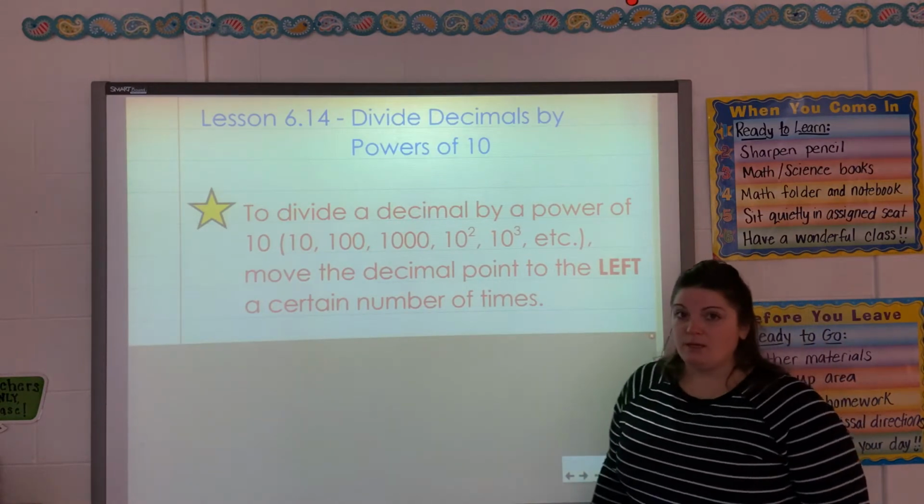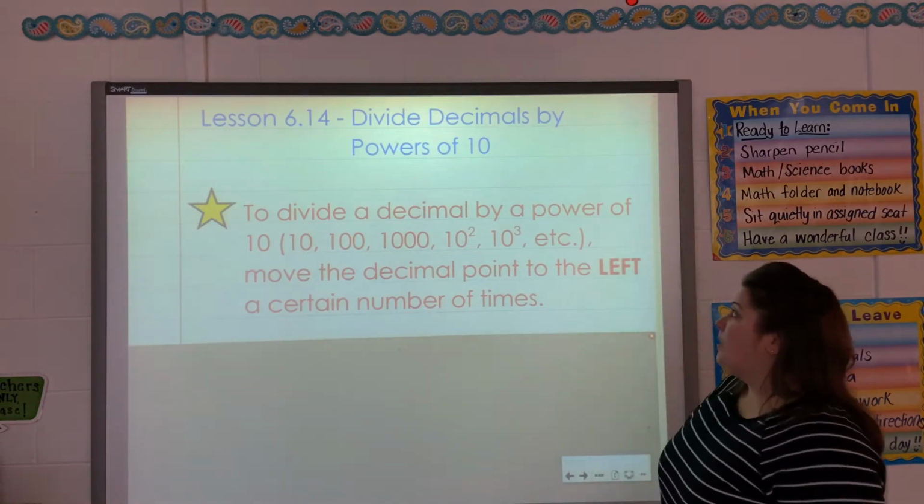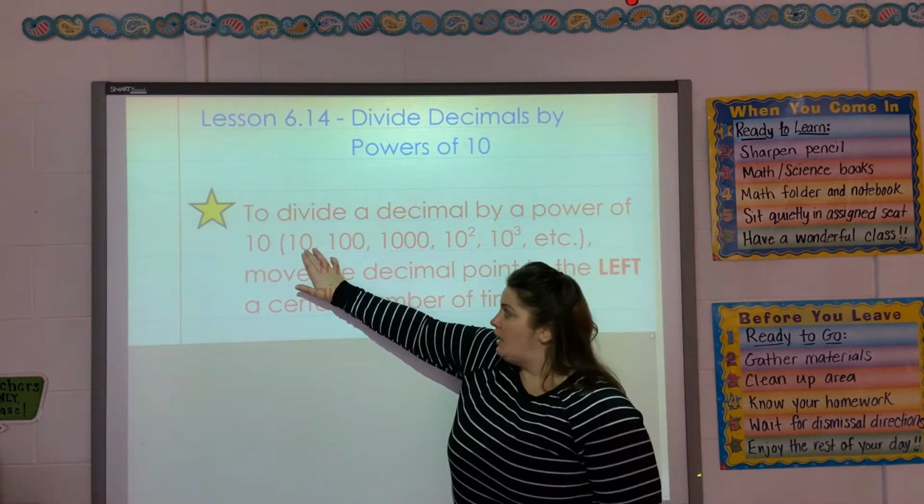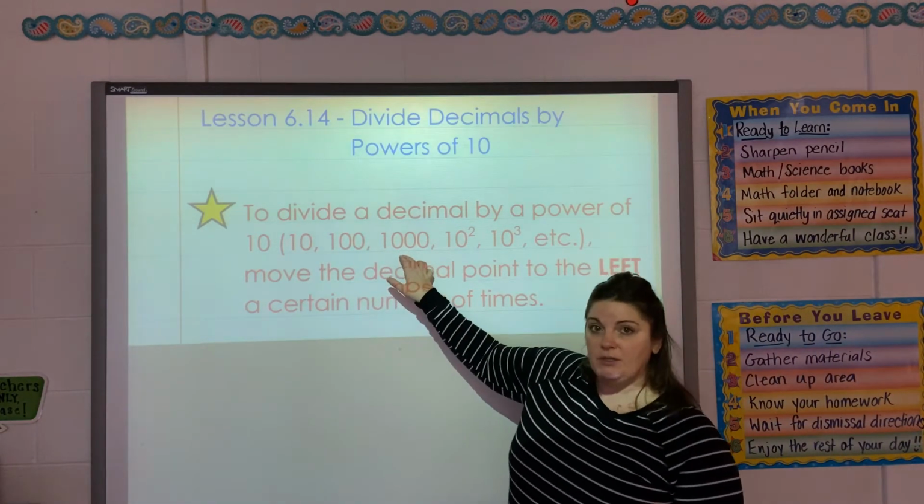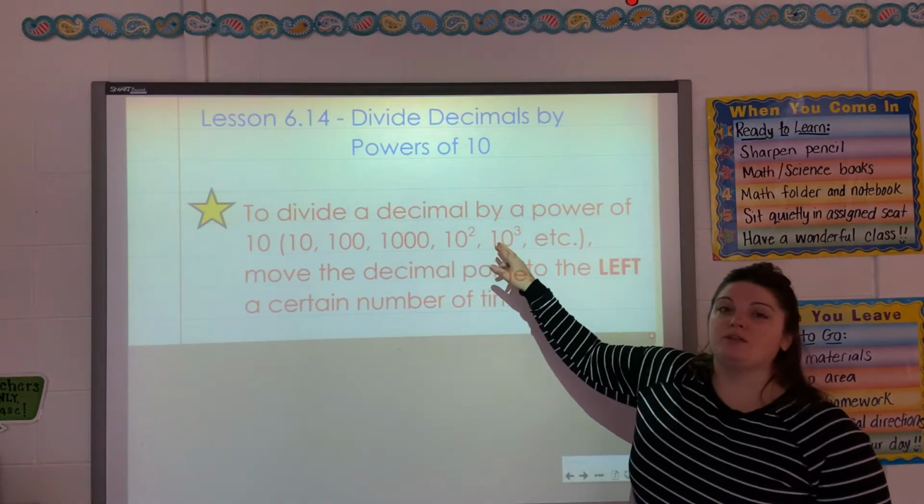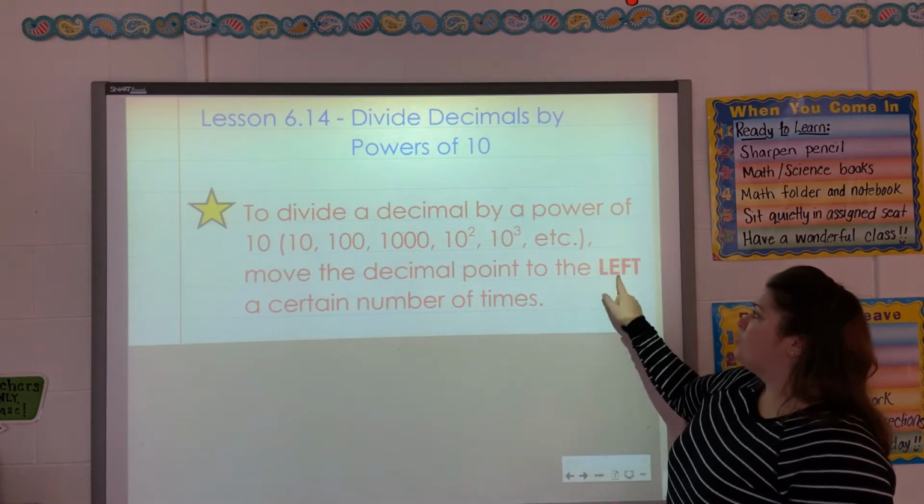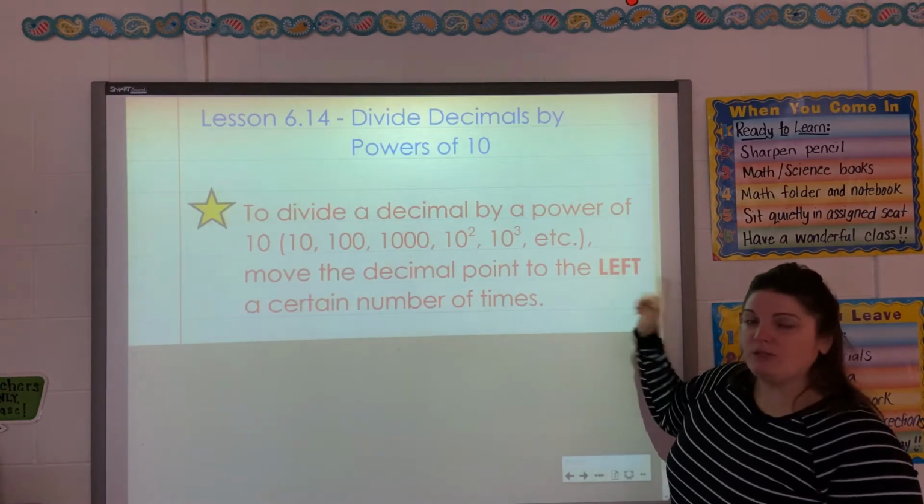Our big idea: to divide a decimal by a power of 10, and remember that powers of 10 include 10, 100, 1,000, 10 to the second power, 10 to the third power, etc., we move the decimal point to the left a certain number of times.